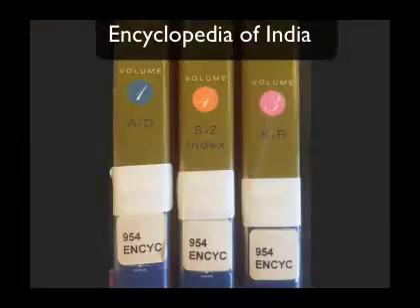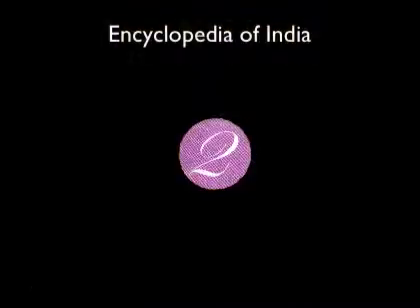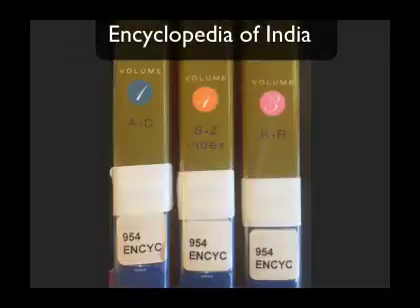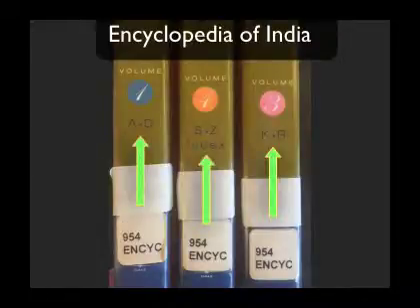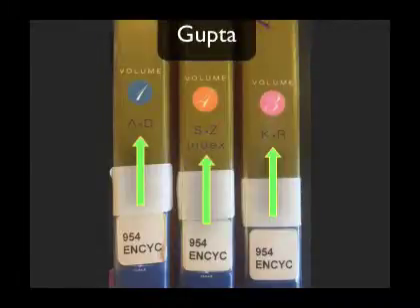Here's another one. This is the Encyclopedia of India. You'll see one is missing because somebody had it checked out. So this is a 4-volume encyclopedia, and you'll notice that they're organized alphabetically. So if you were looking for Gupta, that's the one that's checked out. That's in volume number 2.